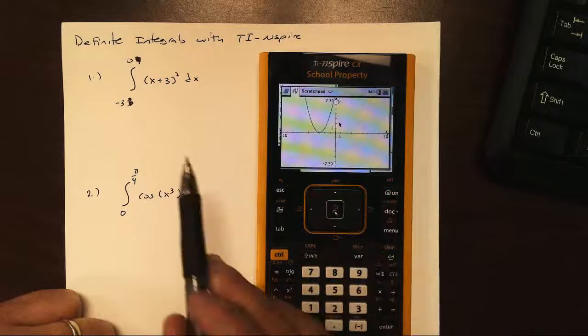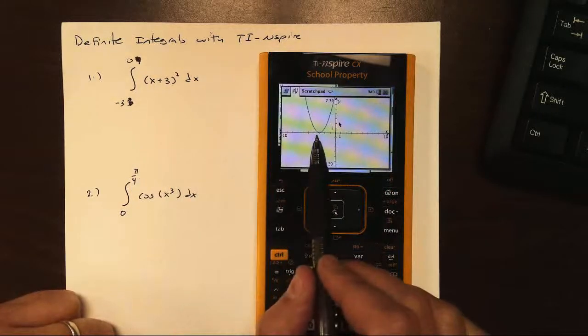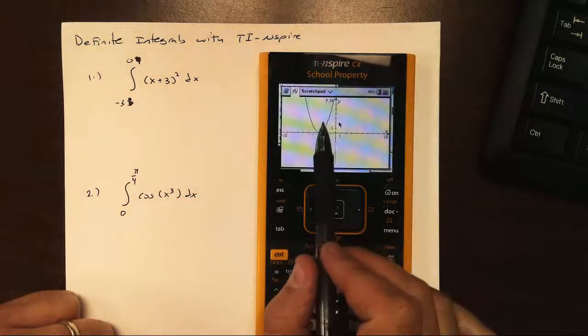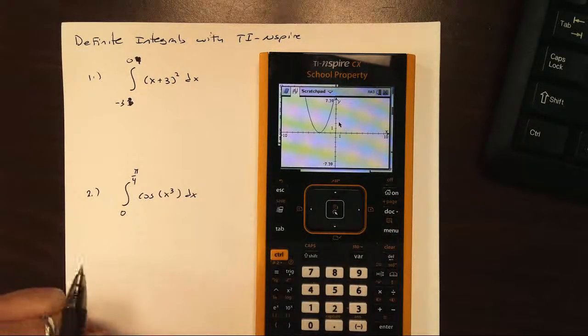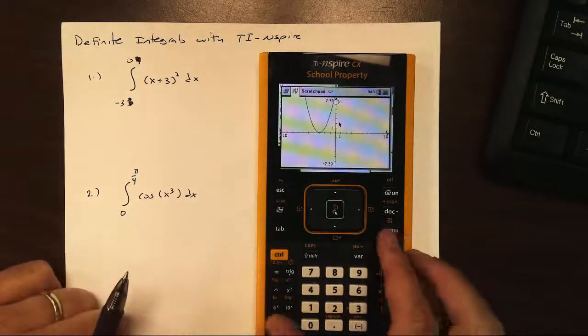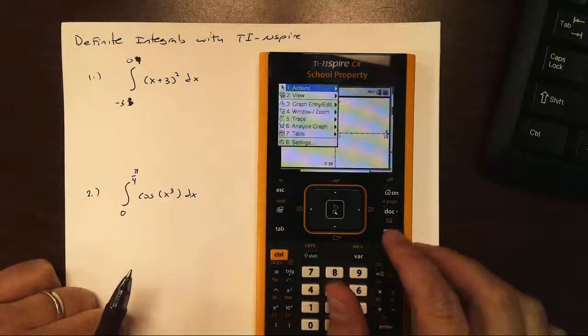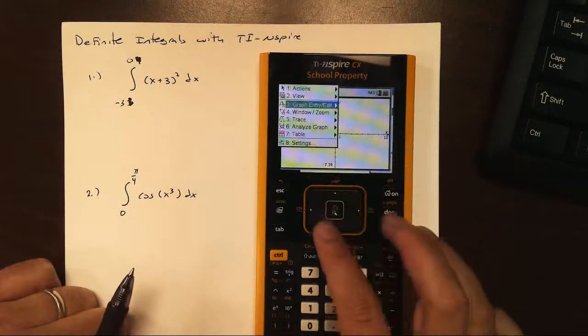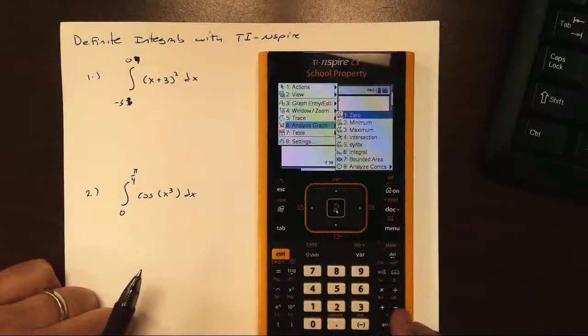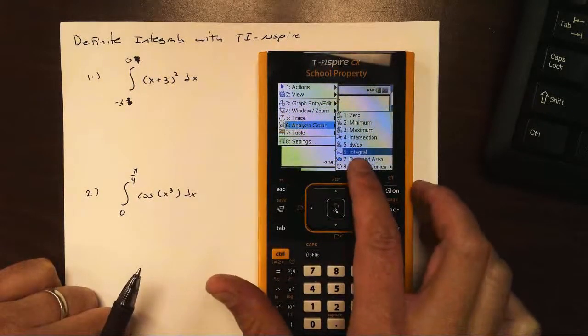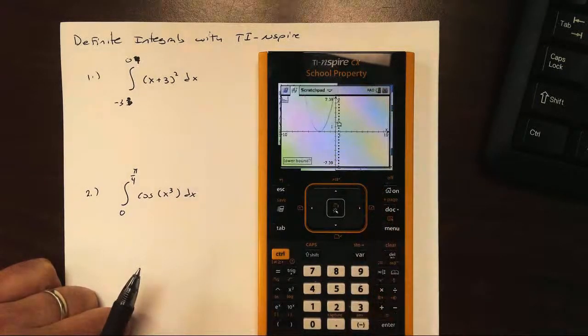And we're asked to find the area between -3 and 0. So kind of like this little curvy part here. Not a triangle, but a little curvy. So to get the area, you can go to Menu. Just press Menu. Go all the way down to number 6 where it says Analyze Graph. Press Enter. And we're looking at the integral here, number 6. So already highlighted. I press 6.